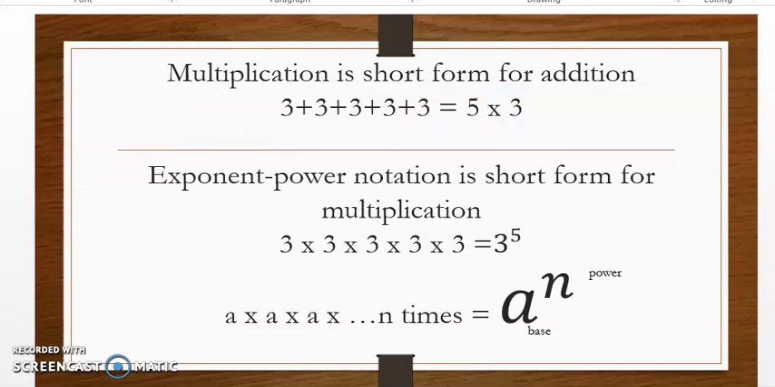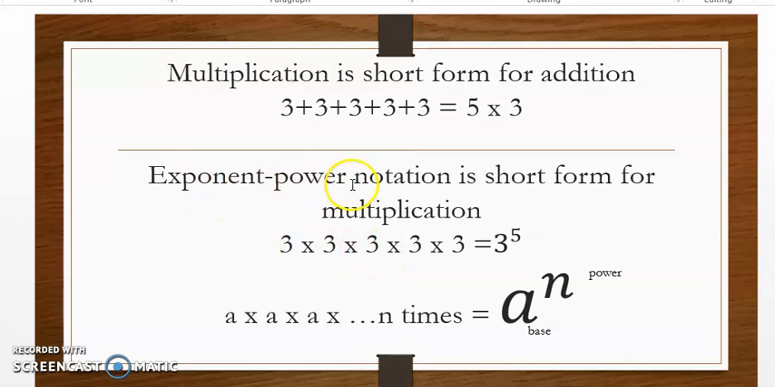Okay, so we had discussed in the last section that multiplication is a short form for addition. So that is when we write 3 plus 3 plus 3 plus 3 five times, in a short manner, we can write it as 5 into 3. That is, when we write 5 into 3, we actually mean we are adding 3 five times. So if multiplication is a short form for addition, suppose I want to multiply 3 five times, I need a short form for multiplication also.